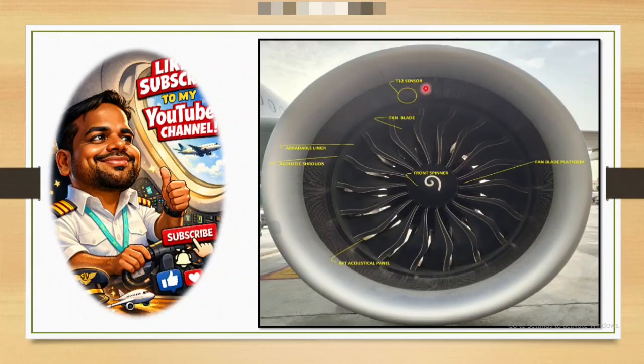You'll find there is a T12 sensor, and these are all fan blades. There is an abradable liner at the tip of the fan blade. The abradable liner just prevents damage to the structure. It's just like a rubberized material. And this is your acoustic shroud. This black color is the acoustic shroud. This is also an acoustic panel, just to prevent noise in the inlet area. So you can say it is a noise reduction system.